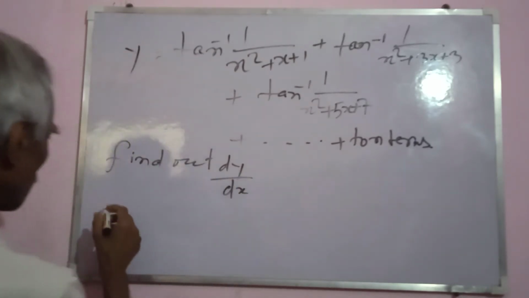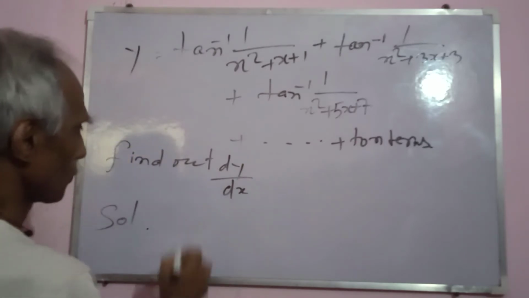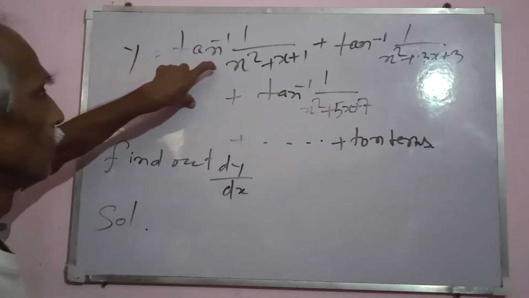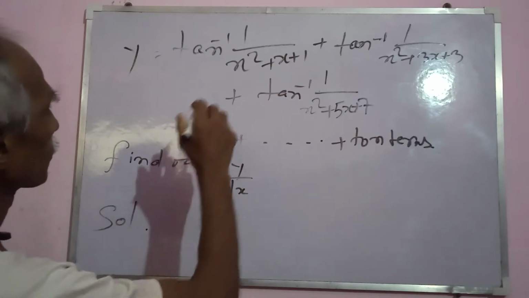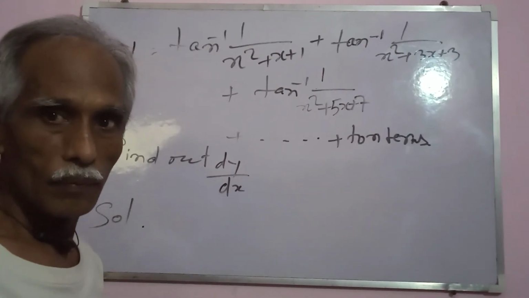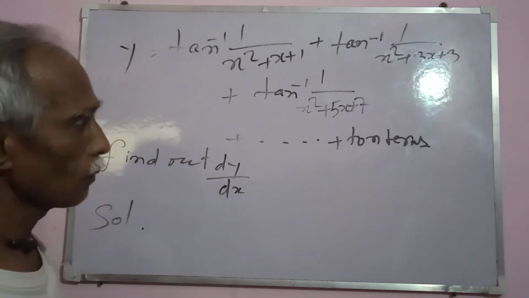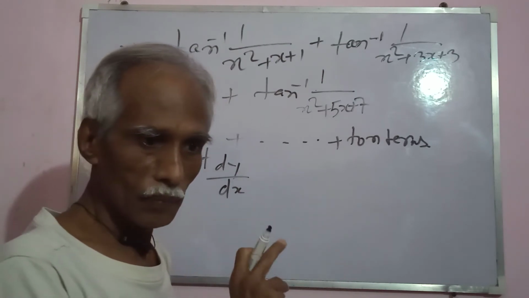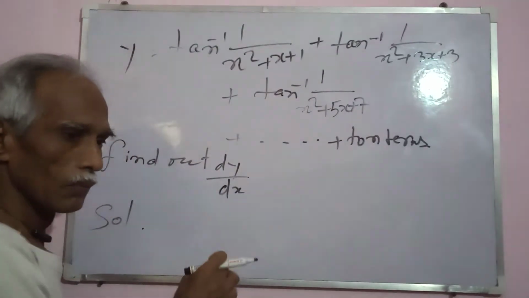We know that tan inverse of (A minus B) by (1 plus AB) is equal to tan inverse A minus tan inverse B. On the basis of this formula, we can solve this sum. And this is the hint inside the sum.